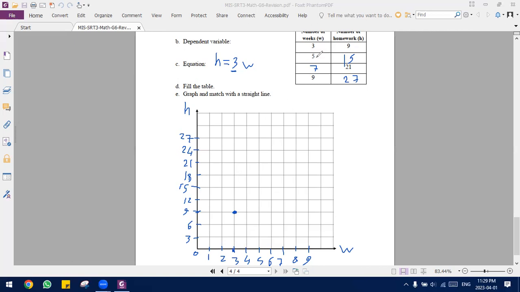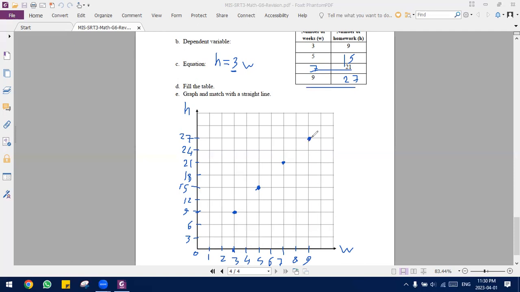Now the second point, 5, 15. So we start from W, it's 5. And I go up till 15. It's here. Next point, 7, 21. So this is 7. I go up till 21. Last point, 9, 27. X is 9, Y is 27.